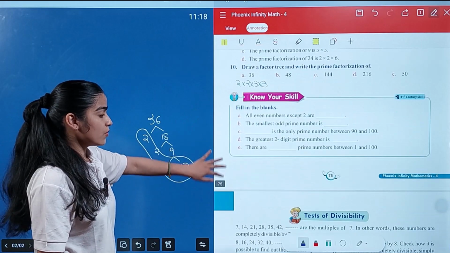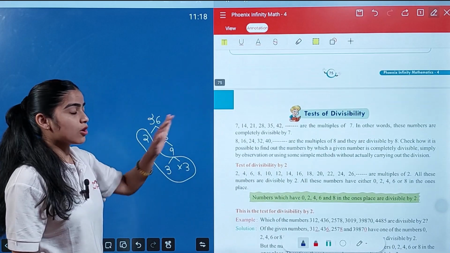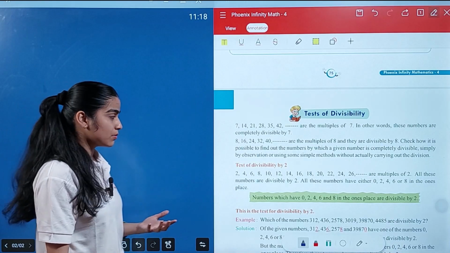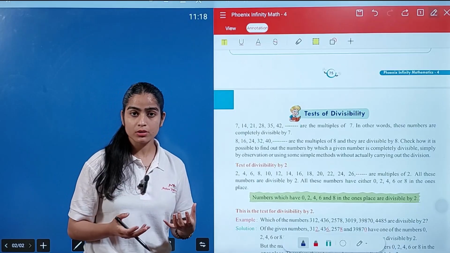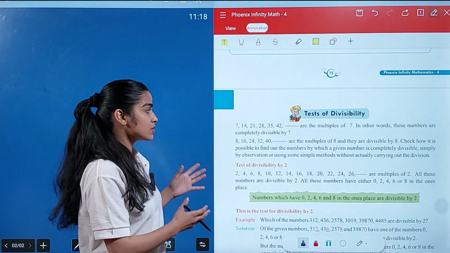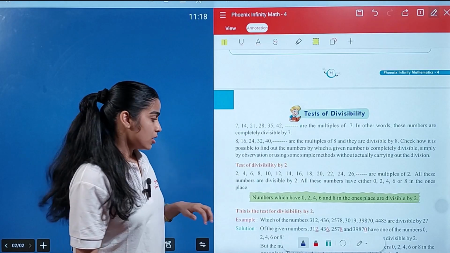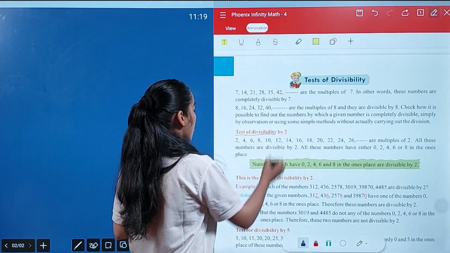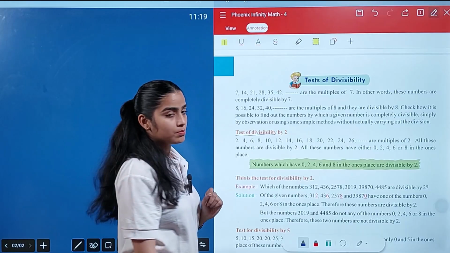Now we move forward and now we have the test of divisibility. So in this we are going to learn how we can check, without division, whether numbers are divisible by the given numbers or not. So first we are going to learn about the test of divisibility by 2.